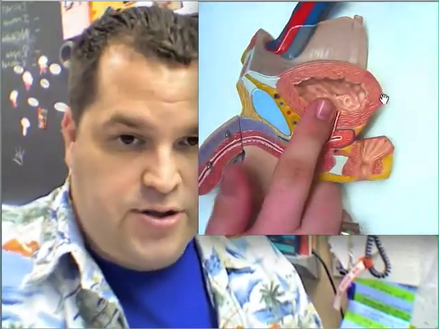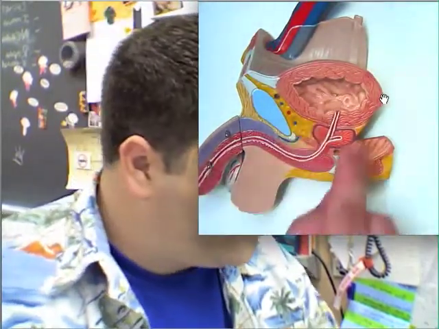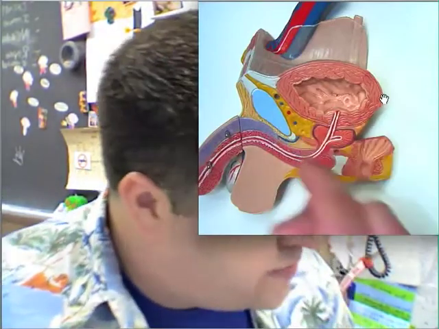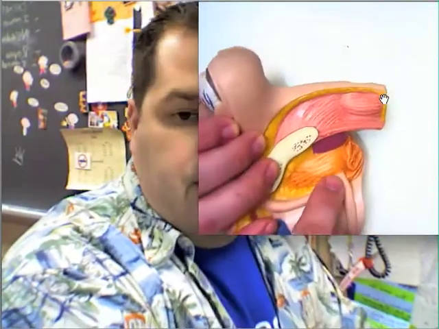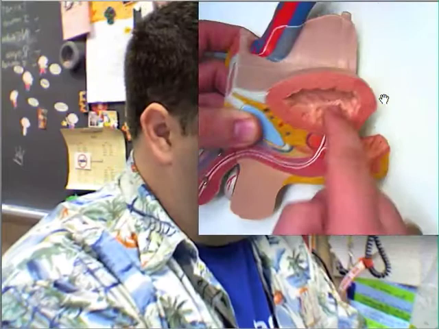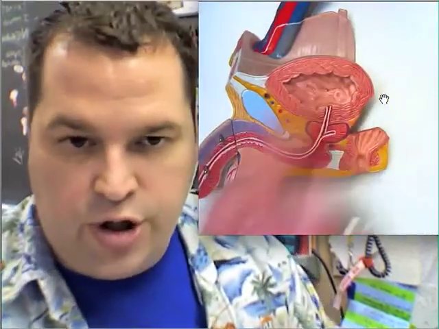This structure here is the urinary bladder. Okay, we can't see it in this model, or can we? No, we cannot. But the ureter would be coming into, see, the ureter is right here. The ureter is actually going to enter the urinary bladder on the lateral side, so it's coming in here. This is, of course, where urine would be stored.